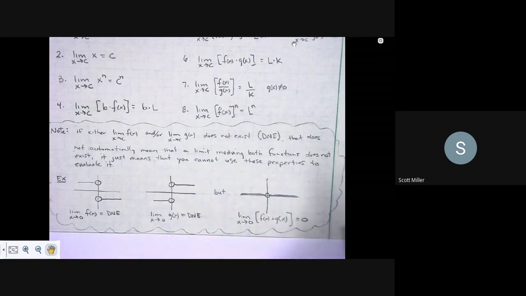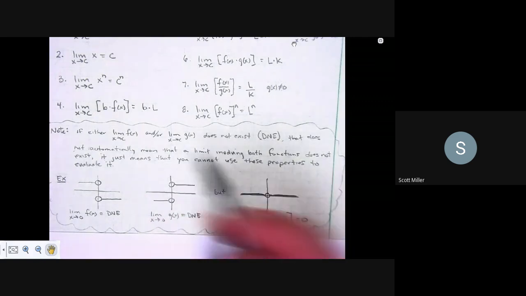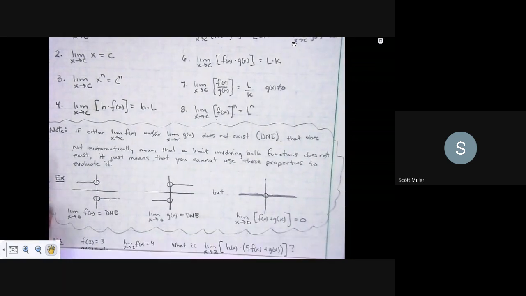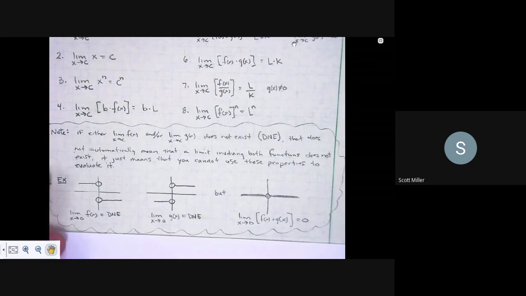So you need to be aware of that. Just because one of them does not exist does not mean automatically that the limit involving some function created by those doesn't exist. It just means you cannot use these properties to evaluate it. So we have to have alternate methods of doing so. Okay, I have another example down here we're going to take a look at, using some properties.